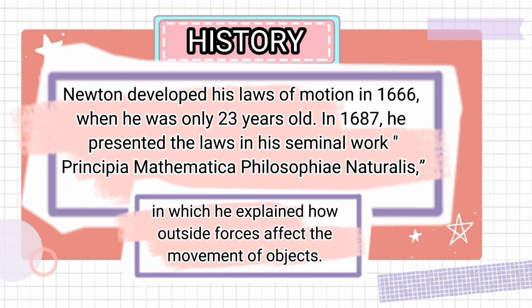Newton developed his laws of motion in 1666, when he was only 23 years old. In 1687, he presented the laws in his seminal work Principia Mathematica Philosophiae Naturalis, in which he explained how outside forces affect the movement of objects.